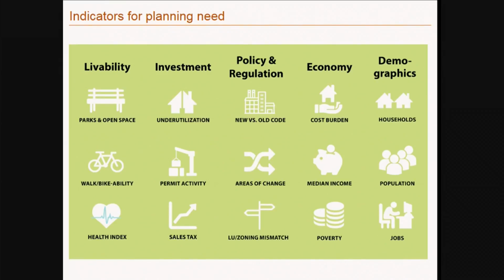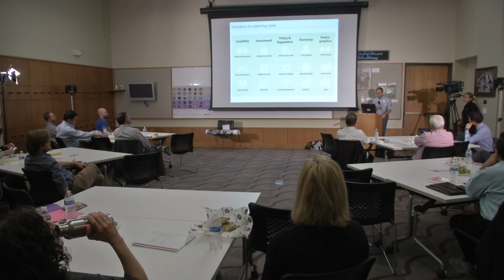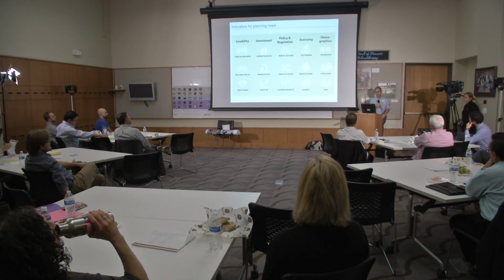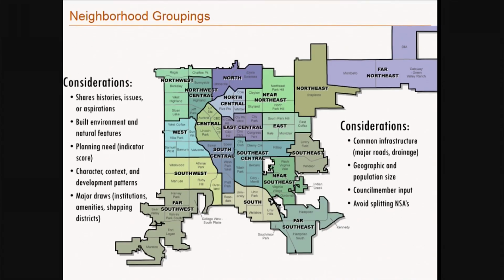Economy. Cost burden households, median income shifts, and high poverty levels all indicate a higher need for a plan. New households being built, or the number of households actually disappearing in a neighborhood, population shifts and job shifts, all of these things indicate whether or not a neighborhood needs a plan.